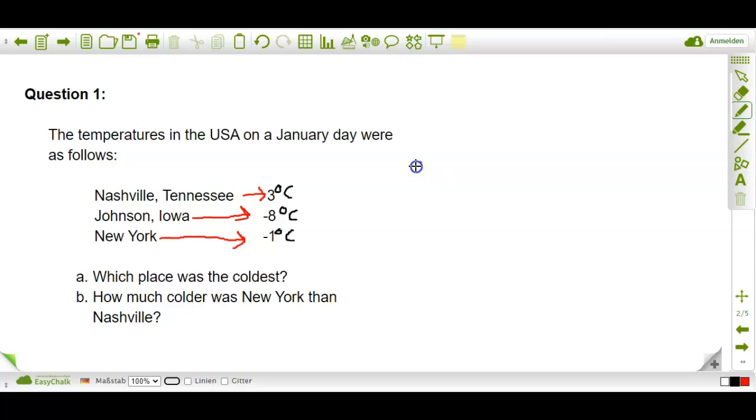Okay. Before we answer the question, let's draw a number line. So on the number line, we have 0 here. Negative numbers would come to the left of 0. So here we would have -1. And somewhere here, I'm approximating, would be -8. And all the other numbers would be in between. Somewhere right around here would be 3.